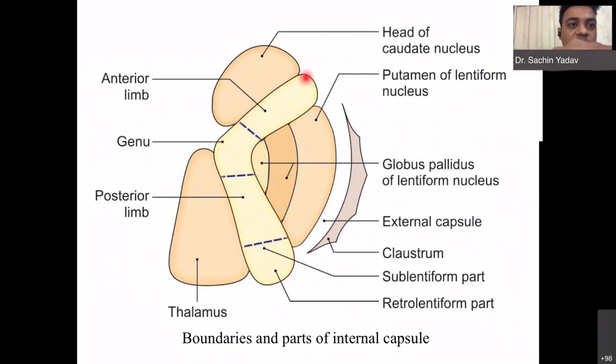Almost all the fibers of the corona radiata pass through it, from the area of the cerebral hemisphere. Got it? Again, we'll move to the next slide.